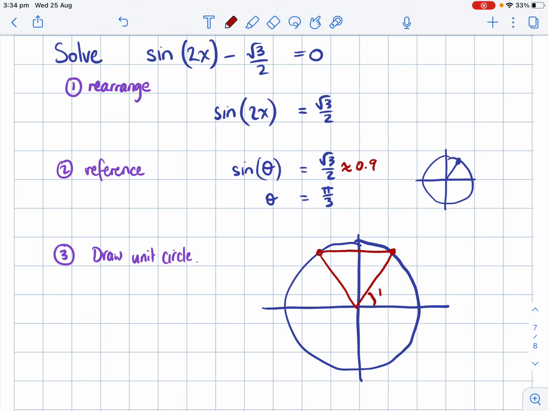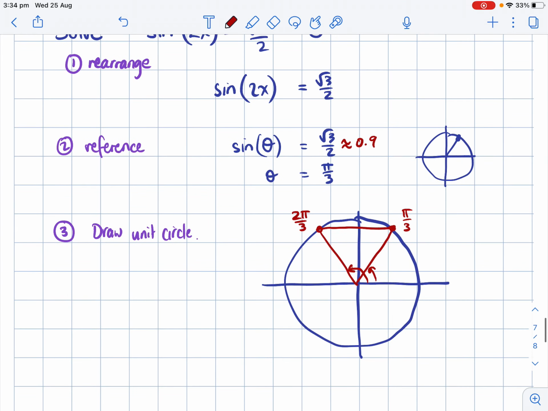So the first one is pi on 3. And my second one will be 2 pi on 3. And I'll draw it on the outside because that just makes the inside a little less messy. Okay, so there's my two angles that I'm going to work with. They're my first two initial solutions. So now I want to find all solutions.